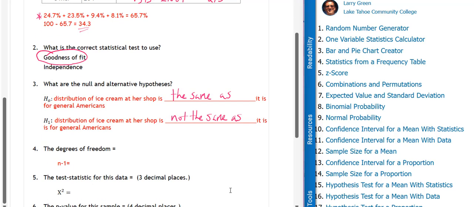And then degrees of freedom. The degrees of freedom in a goodness of fit test are the number of categories minus 1. Now we're given vanilla, chocolate, butter pecan, strawberry, and other. That's 5 categories. Minus 1 is 4 degrees of freedom. Now you don't need that to actually use the calculator that we're going to use, but you might need it to use some other statistical calculator.